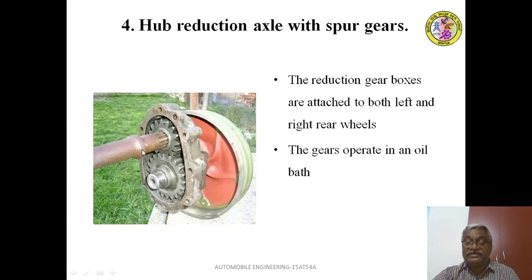But in the previous case, in the case of double reduction final drive, the gear reduction takes place in two stages. That's why the axle shaft in that arrangement is subjected to high torque. But in this case, the axle shaft is subjected to low torque because of single reduction at the differential. The other reduction is taking place at the wheel hub. That's why this axle shaft is operating at lower torque.